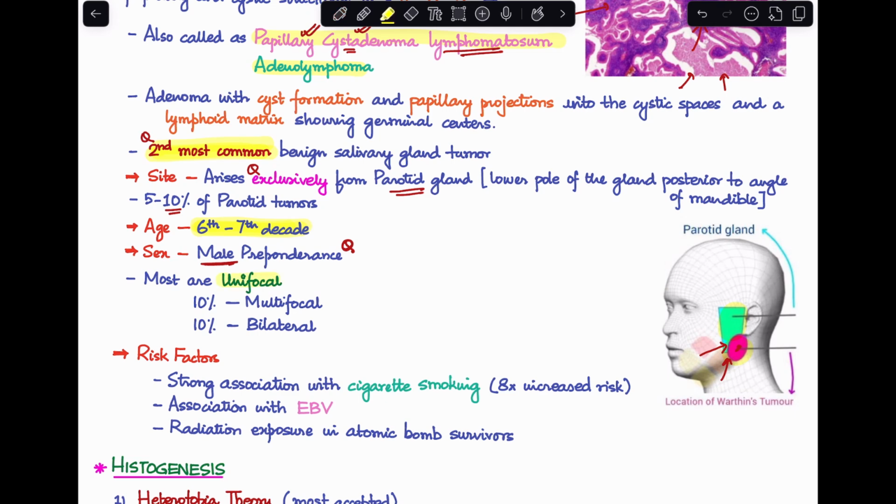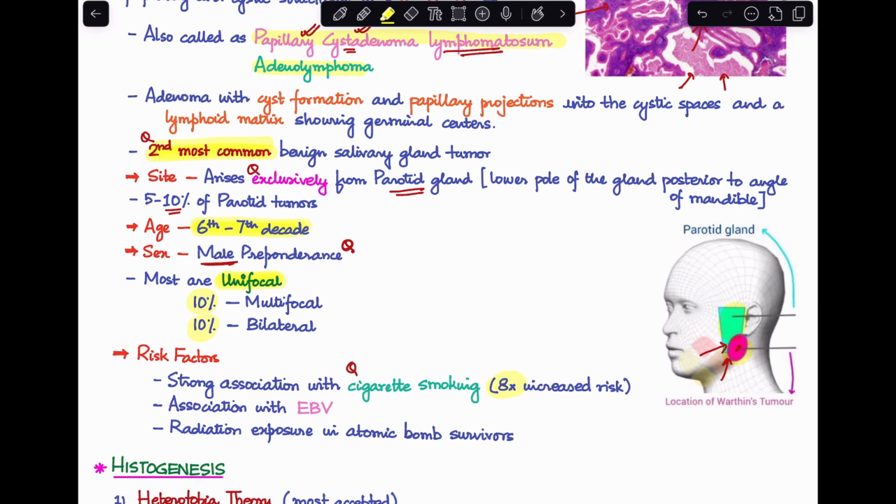Most of the tumors are unifocal, but in 10% of cases we see it to be multifocal, and 10% of cases can also be bilateral. Next, talking about the risk factors, another MCQ question: it is the only salivary gland tumor which has been associated very strongly with cigarette smoking, about 8 times increased risk in cigarette smokers than in non-smokers.